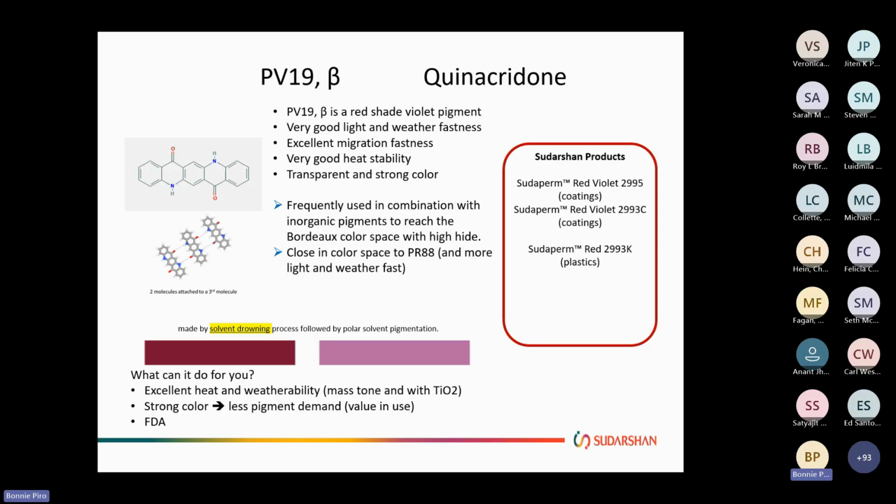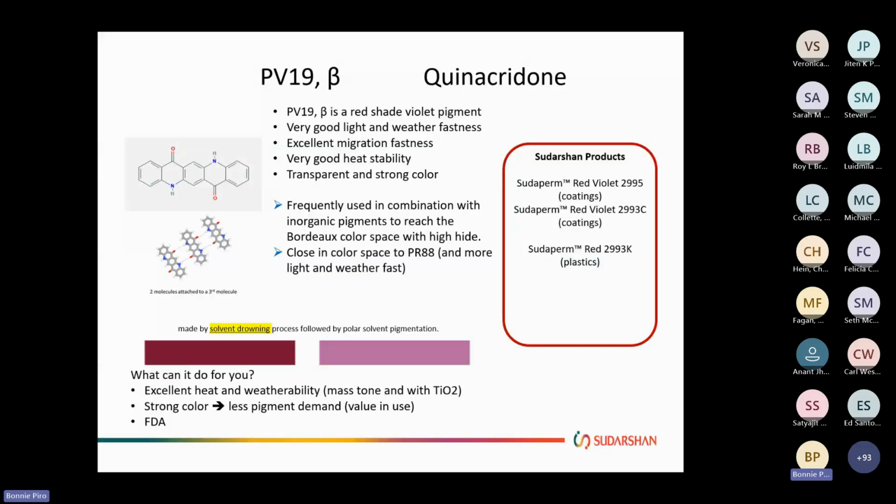The other polymorphism crystal, of course, is the beta crystal. And this structure is a little bit more simple than the gamma, where it only has 2 molecules attached to a third one in the center. And this is created during the process by use of solvent drowning for this particular application area. And again, same like the gamma version, it provides those great high performance properties.